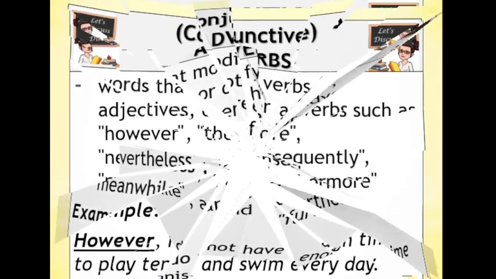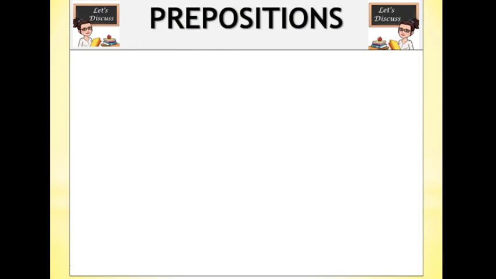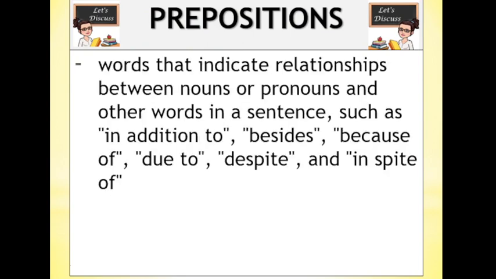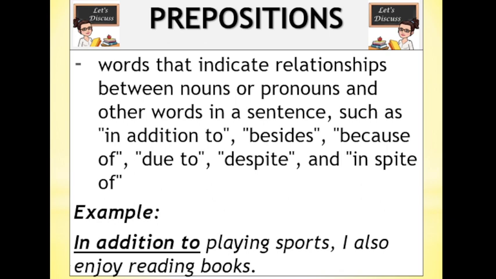Okay? Now let's go to the third one, which is the prepositions. Prepositions are basically words that indicate relationships between nouns or pronouns and other words in a sentence, such as in addition to, besides, because of, due to, despite, and in spite of. Example: in addition to playing sports, I also enjoy reading books. So we're talking about the relationship of playing sports and his enjoyment of reading books.